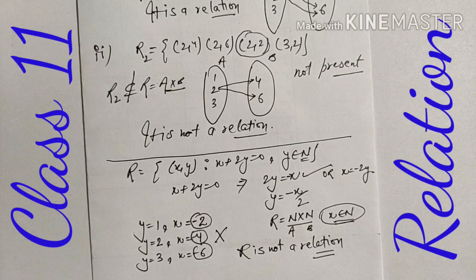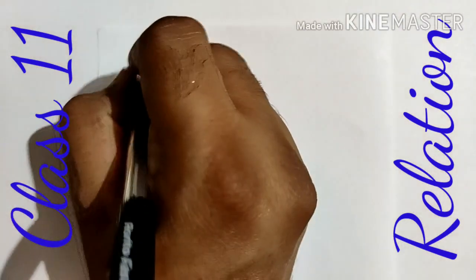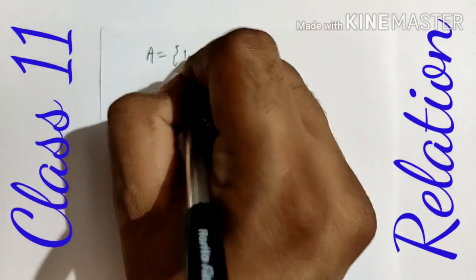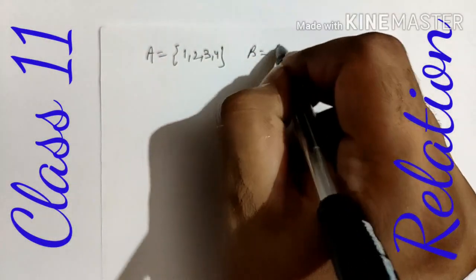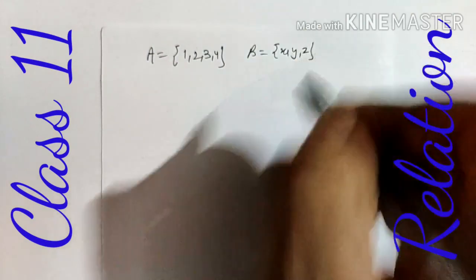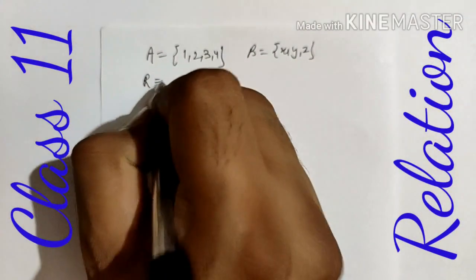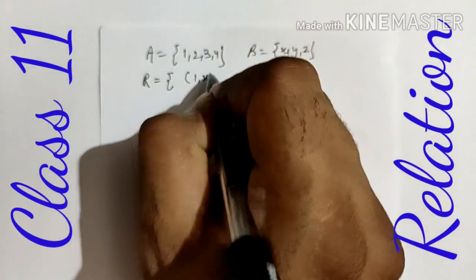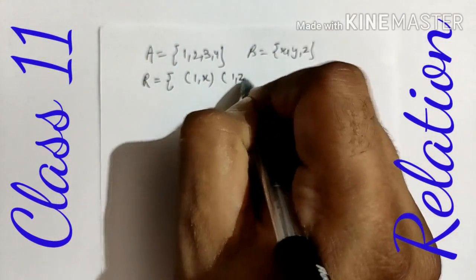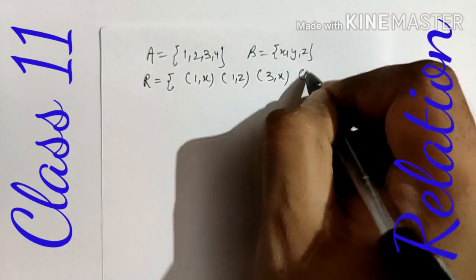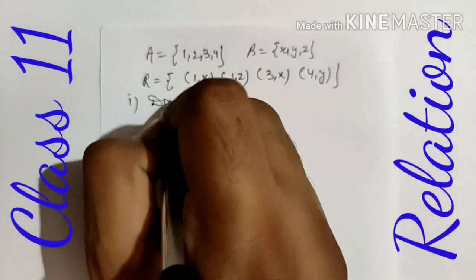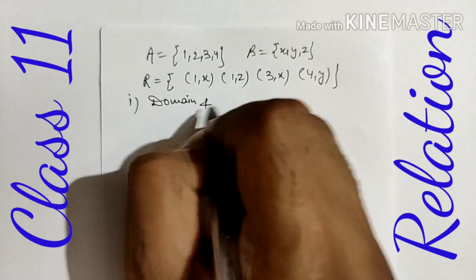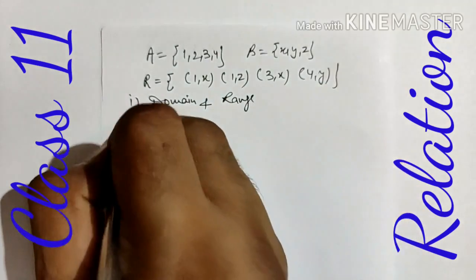So like this, we can check another way. Now we are moving to another example. Let set A be given by 1, 2, 3 and 4. Set B is given by x, y, z. R is a relation from A to B given by 1x, 1z, 3x, 4y. We have to find out the first part, domain and range. This is the first part.